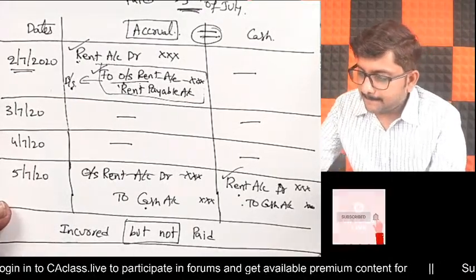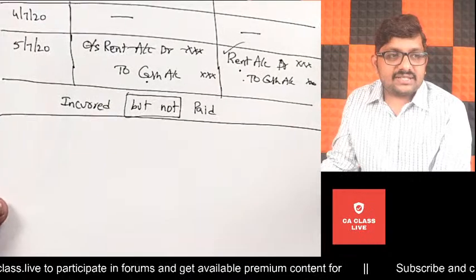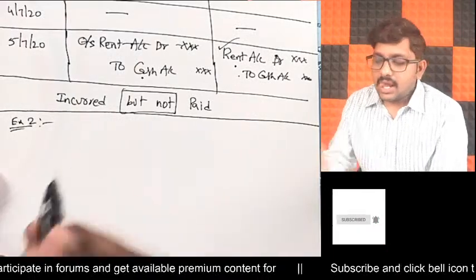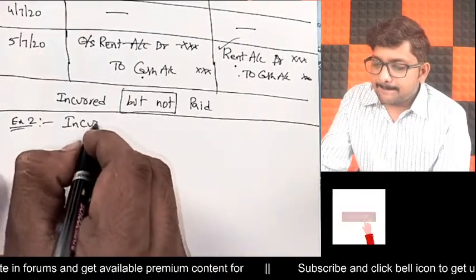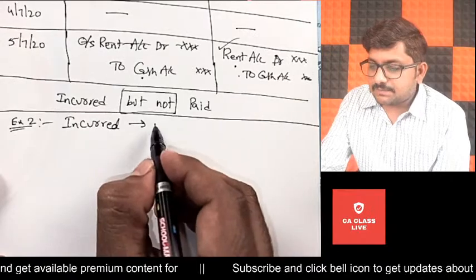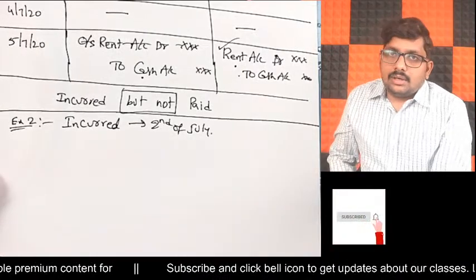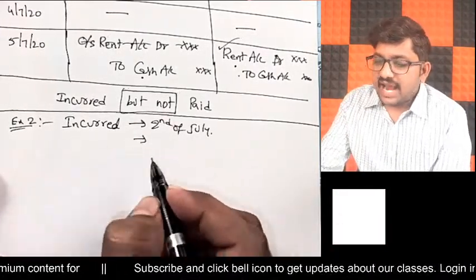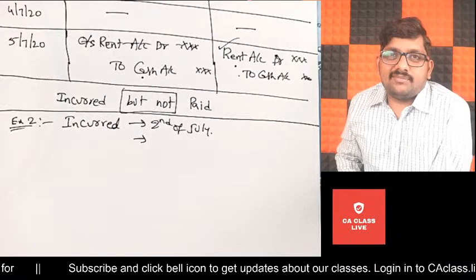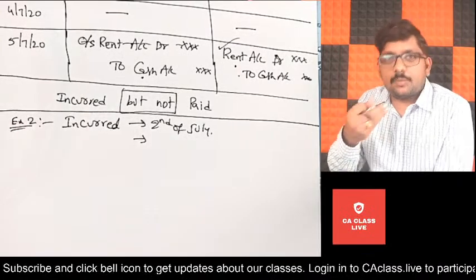Guys, next, coming to the next one. Now, let me take you on another example. Observe very carefully. Example number 2. You have incurred rent expense on, say, 2nd of July as usual. But much before 2nd of July, the owner came to you and asked, sir, we want money urgently. We are going for some outstation. So we want the rent amount a little urgently. Can you pay me right now?